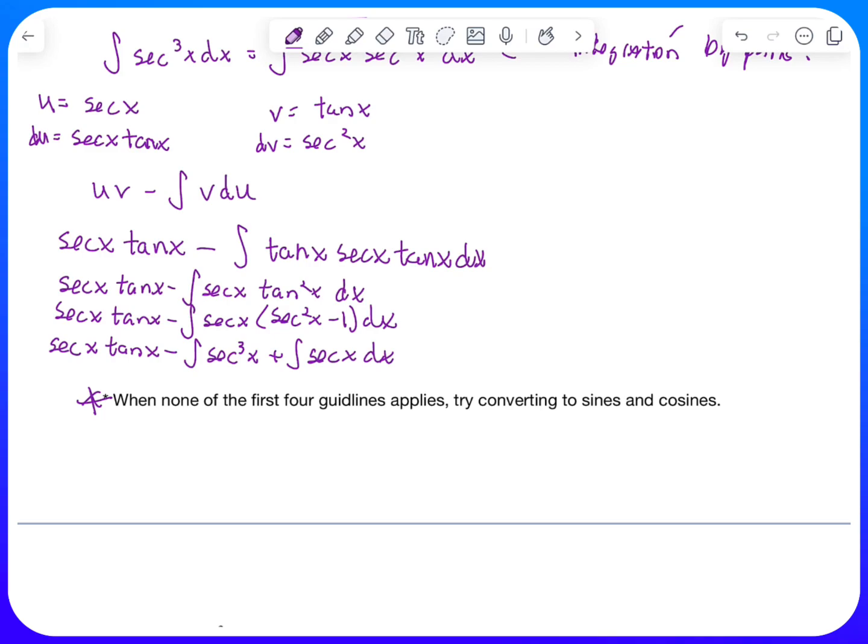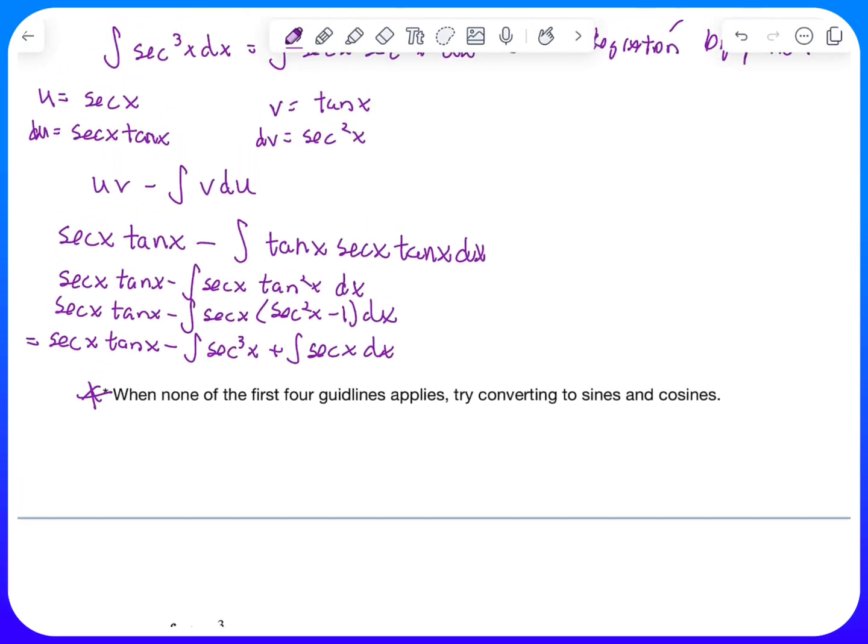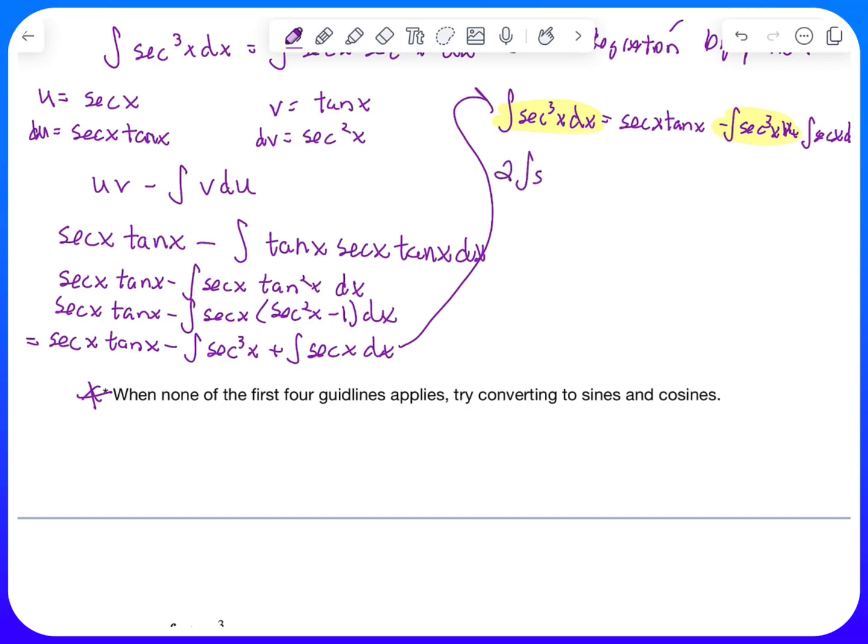And so I've ended up with part of my answer being what this is equal to. So remember, what I got here is that the integral of secant cubed x dx is equal to that last line we just wrote, secant x tangent x, minus the integral of secant cubed x dx, plus the integral of secant x dx. So what you're going to do is move all the integral of secant cubed x dx to one side. So I'm going to add that second term to the left-hand side of my equation to get the integral of secant cubed x dx is equal to secant x tangent x plus the integral of secant x dx.